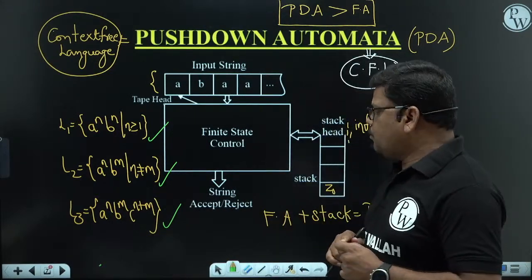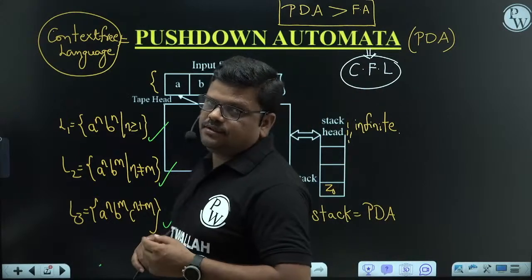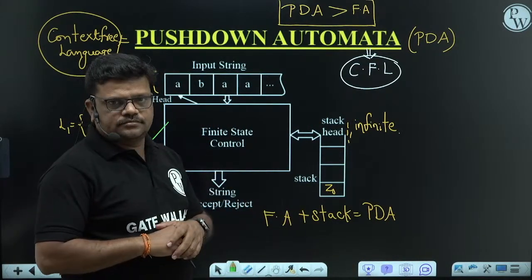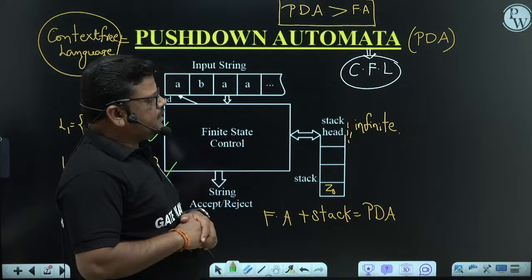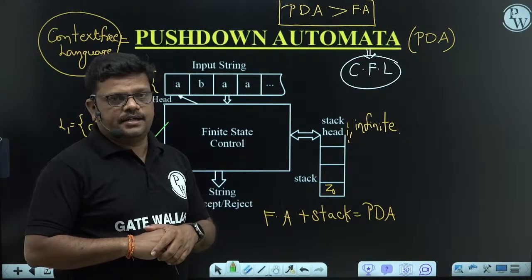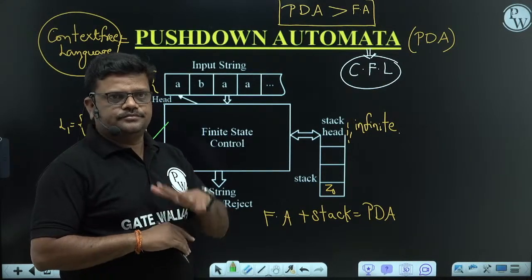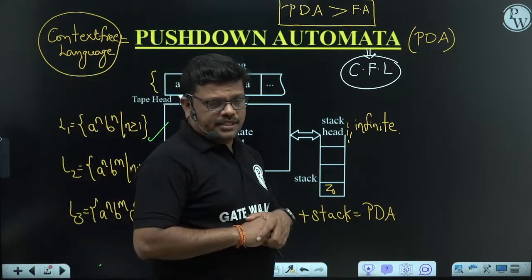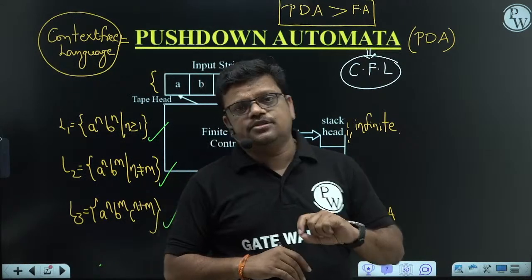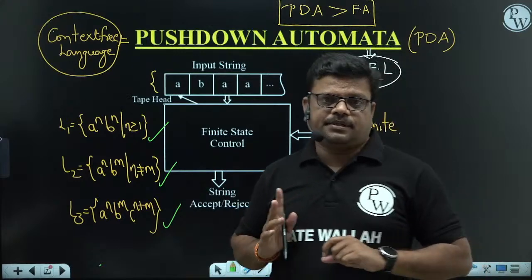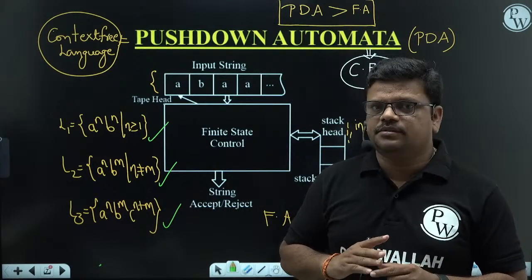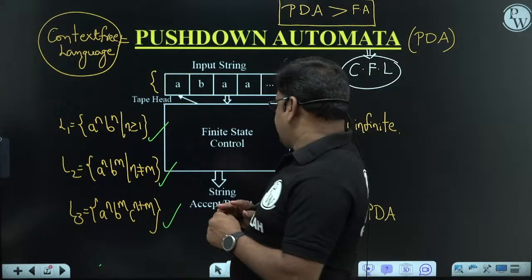Then why is this power coming to this machine? The power is coming because it has a stack. What is the size of the stack here? The size of the stack is infinite in pushdown automata, right? Whatever points I am saying here, from each of these points there is one question in the GATE paper.